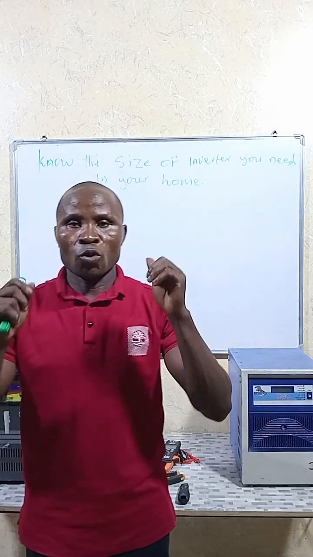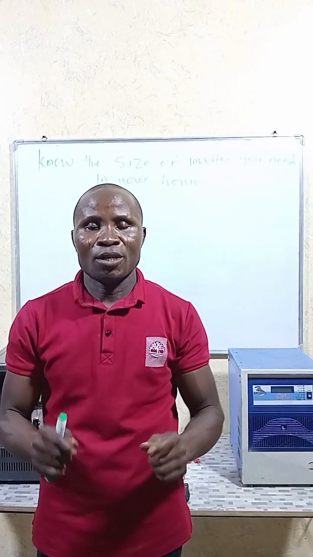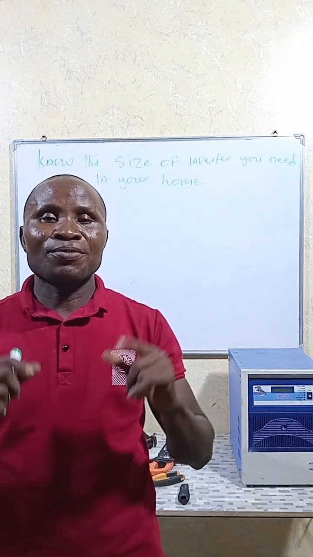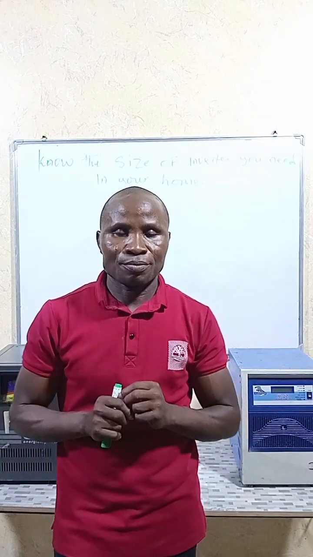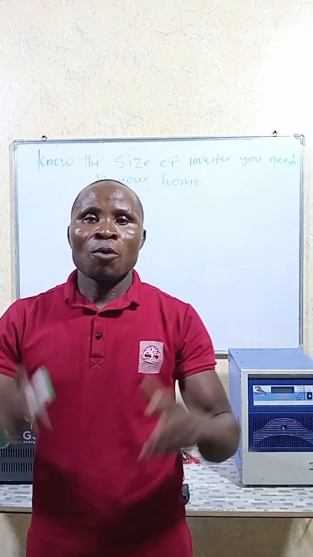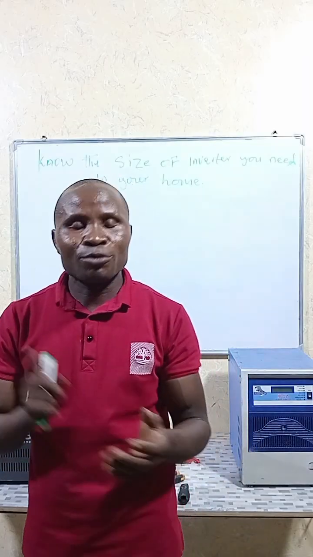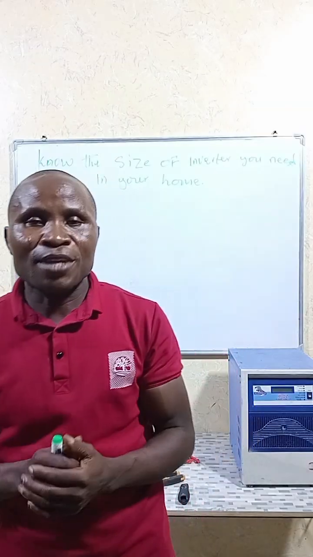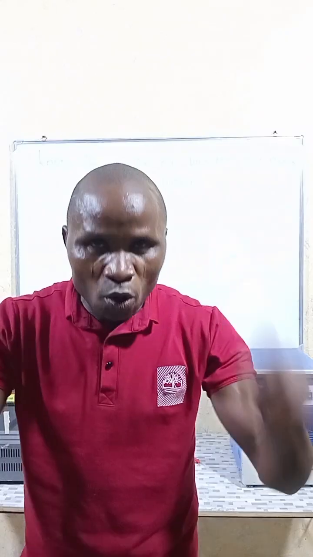Tonight, we want to look at the size of inverter you need in your home. You know that inverters come in different sizes. We have 0.8 kVA, 1 kVA, 1.5 kVA, 2 kVA, 2.5 kVA, 3 kVA, 3.5 kVA, 5 kVA, 7.5 kVA, 10 kVA, 15 kVA, 17.5 kVA, 20 kVA, and so on. We have a lot of sizes of inverter.